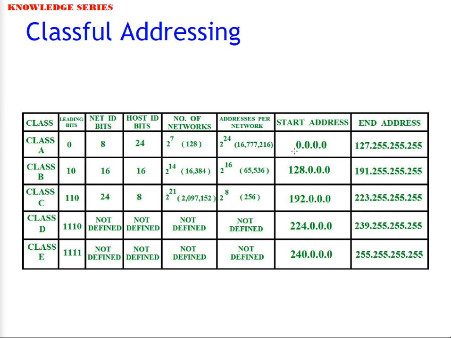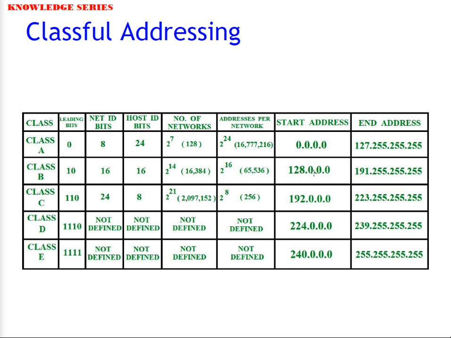Now we go to class B. If you see class B, this is very clear. This one is 2 to the power of 7, this one 2 to the power of 14, this one 2 to the power of 16. That way it is being defined in these particular sections. Okay, now coming to class B, the starting address is what? The next network address is what?